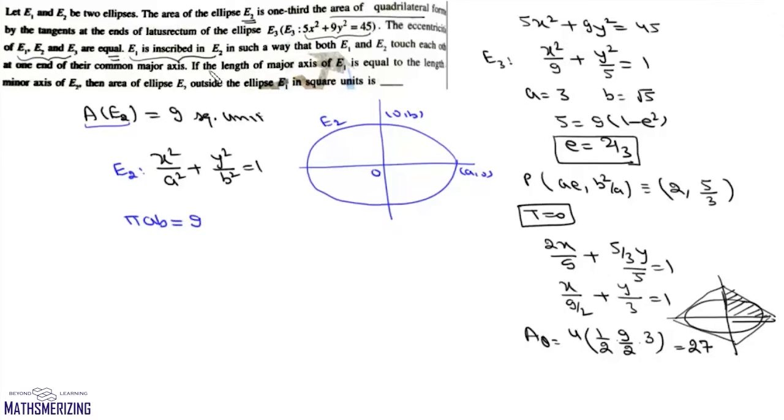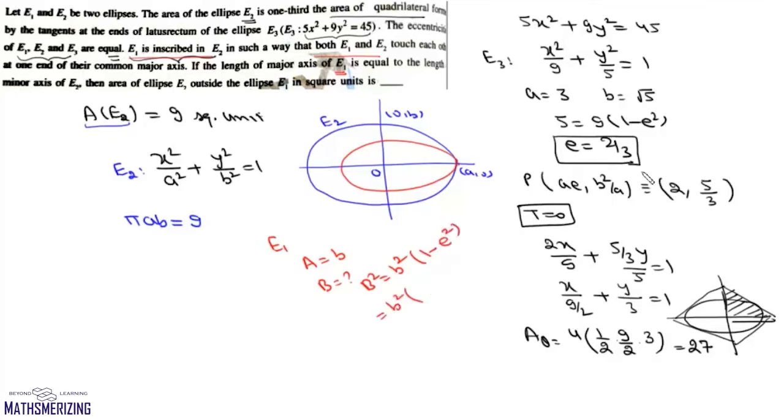Now it says E1 is inscribed in E2 in such a way that both E1 and E2 touch each other at one end of their common major axis. So we have another ellipse whose one end is the same as that of E2, and the length of the major axis of E1 is equal to the length of the minor axis of E2. So that means for this E1, the major axis is b and we need to find its minor axis. So we know that b square is a square into 1 minus e square.